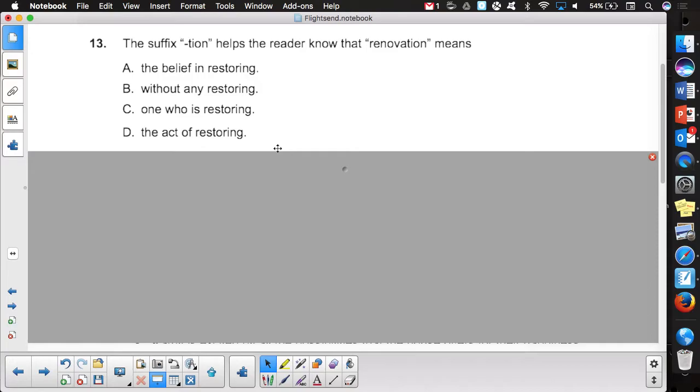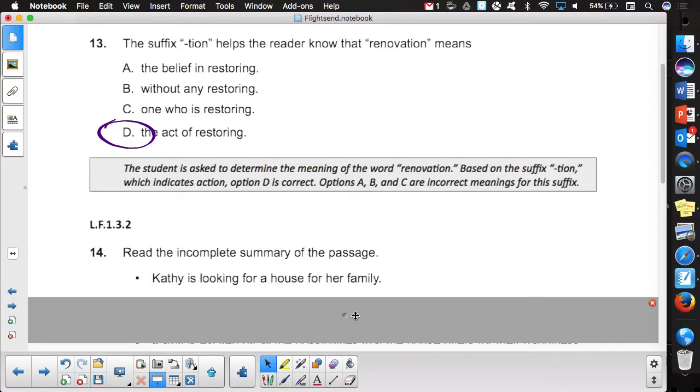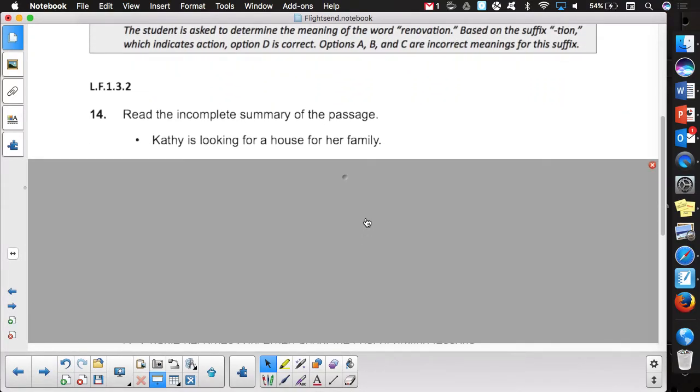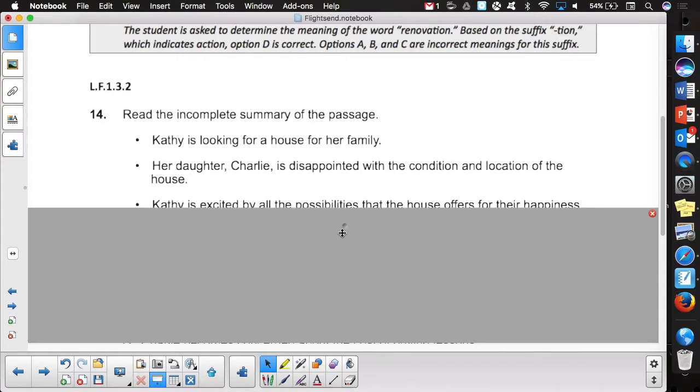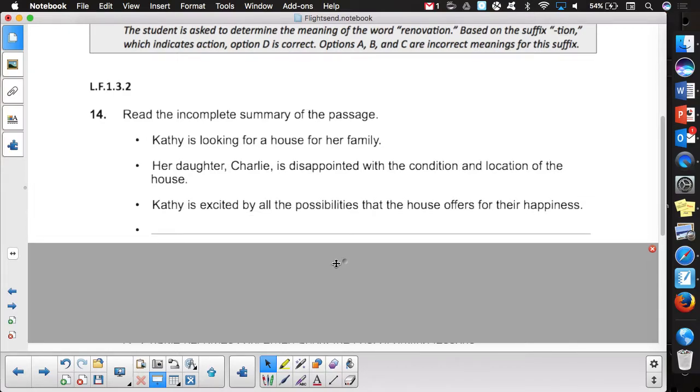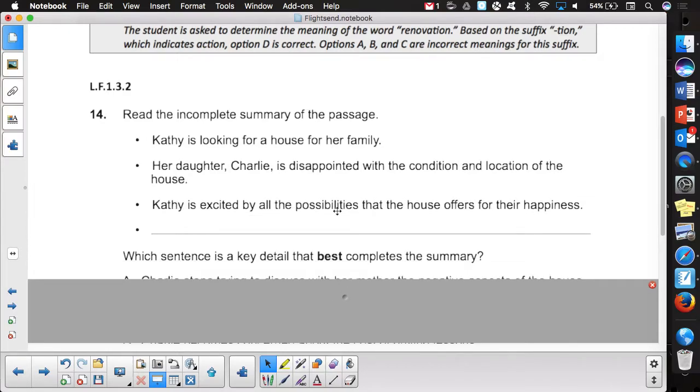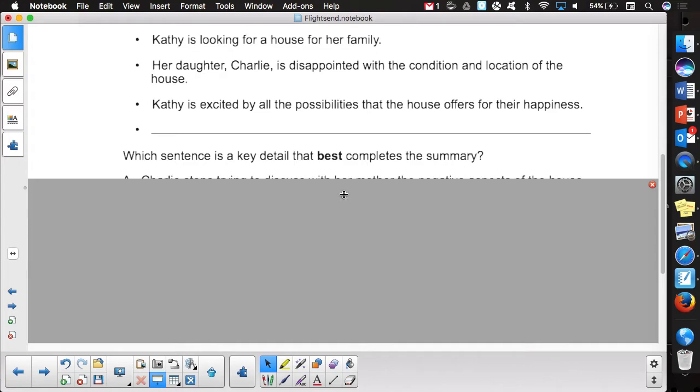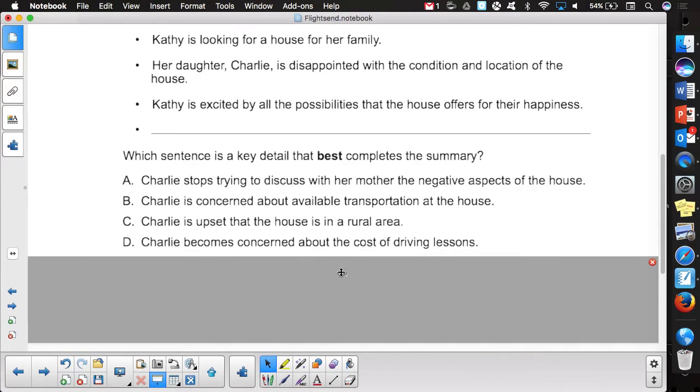Did you try for 13? I didn't ask for your answer. I gotta remember it. Tommy, what'd you do for 13? D, active restoring. Good job. Everyone got 13. The most commonly missed question was number 14. And this was the one that I was expecting to be the most commonly missed question.